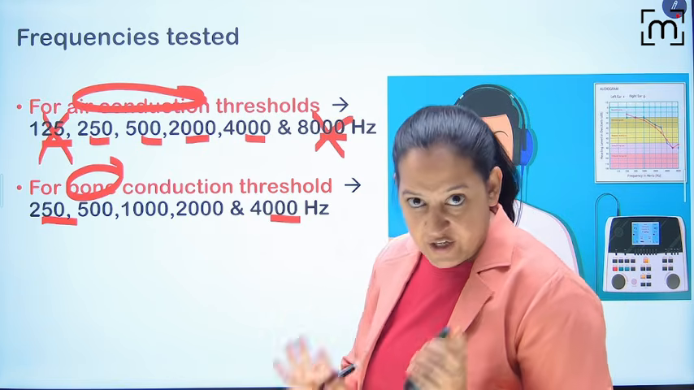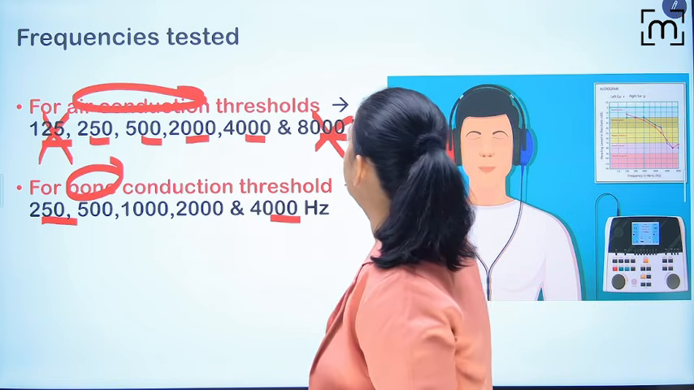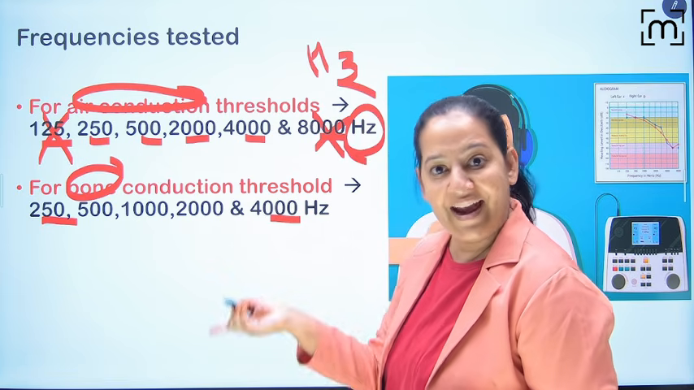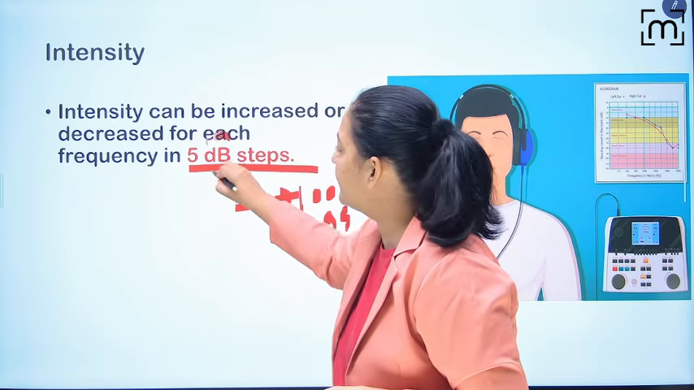You know, frequency is measured in terms of hertz. The unit of frequency is hertz. And intensity is measured in terms of decibel.